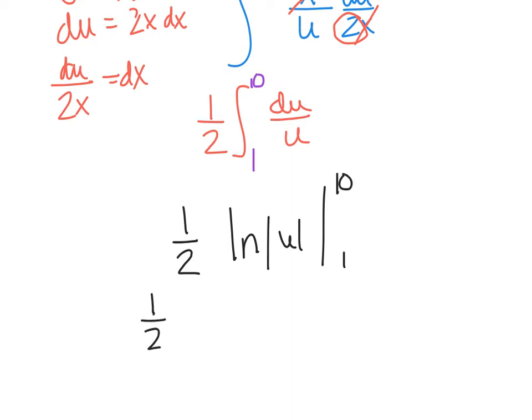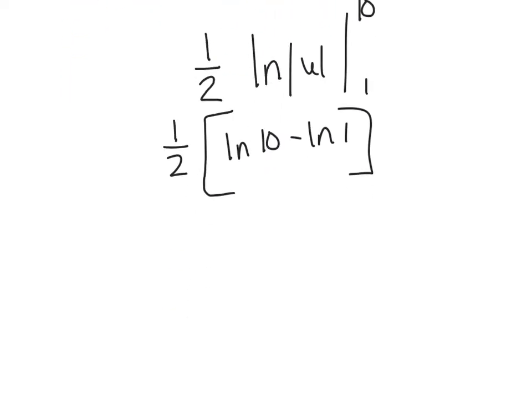So I'm going to leave the 1/2 out front, and I'm going to put a nice bracket in and plug in my upper minus lower. So I get the ln of 10 minus the ln of 1. Now, if that's a short answer, yeah, that's an acceptable answer, but if it's multiple choice, you're definitely not going to see that answer. There's two ways to think about this, so let's make an arrow here.